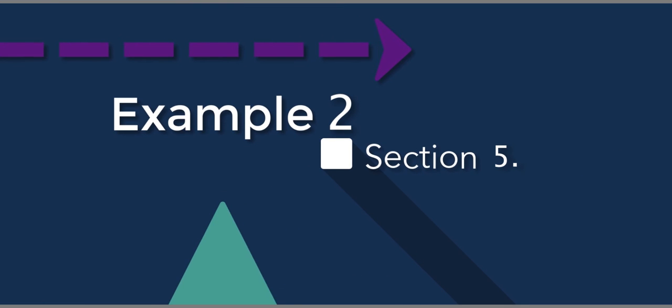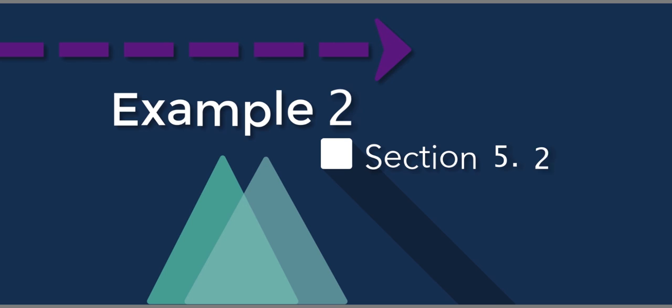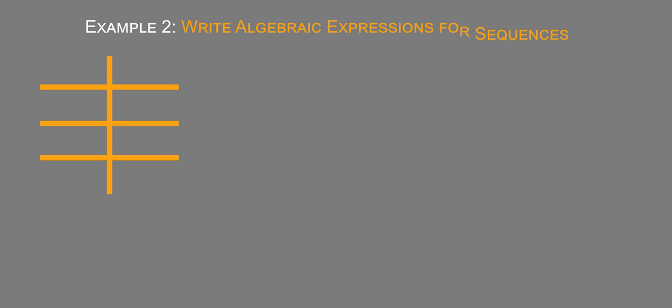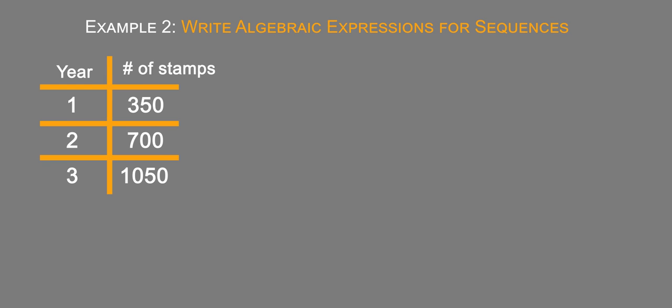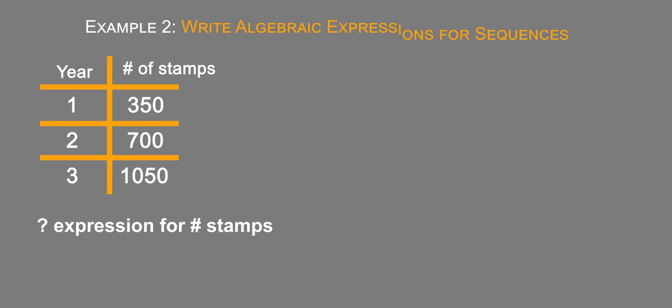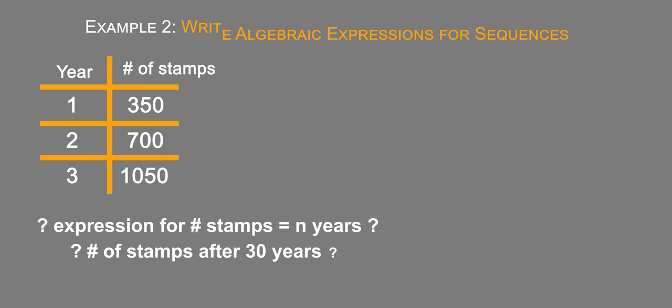In example 2, we're told that George collects stamps and that the table shows the total number of stamps in his collection for 3 years. Suppose the pattern continues. Write an algebraic expression to find the number of stamps in his collection after n years, and how many stamps will George have after 30 years.